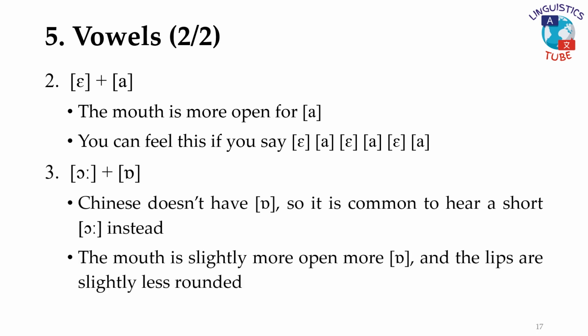Finally, o and or could also be a problem for some learners. For example, Chinese doesn't have o, so many learners say a short or instead. Remember that o is low, so the mouth is slightly more open and the lips are only slightly rounded. However, the mouth is slightly more closed for or, and the lips are also more rounded. If you say these vowels together several times, you will feel the difference.